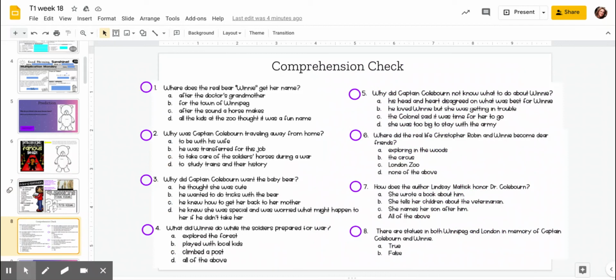And then your last thing is answering these 8 questions. You are going to drag the purple circle to circle the correct answer, A, B, C, or D, except for number 8, which is just A or B because it's true or false. And that is everything you are doing for reading today.